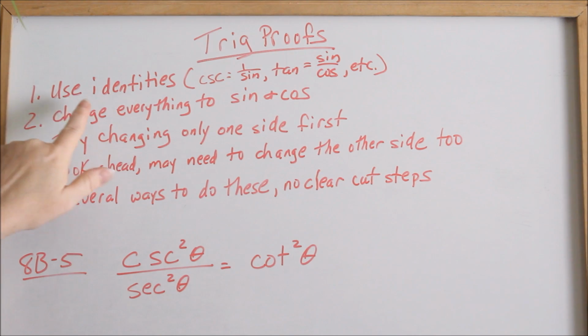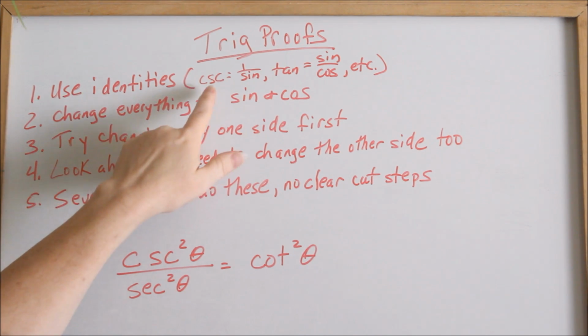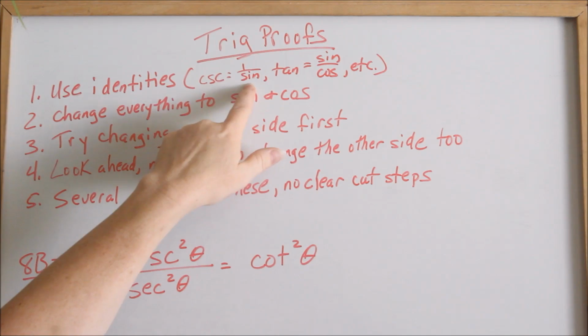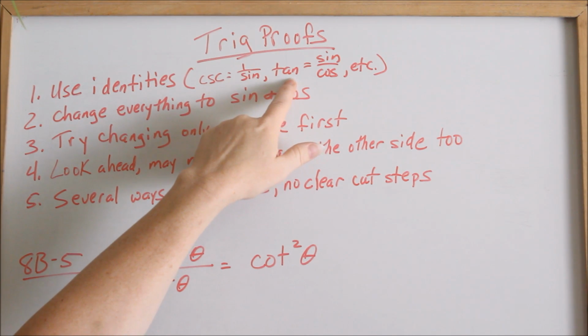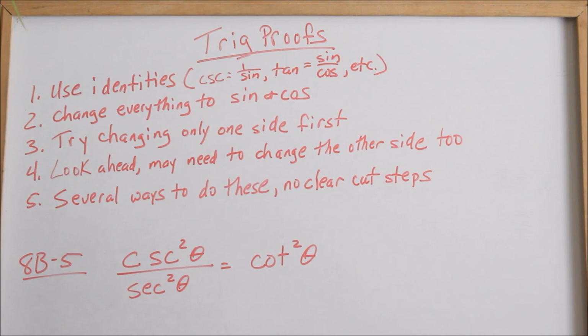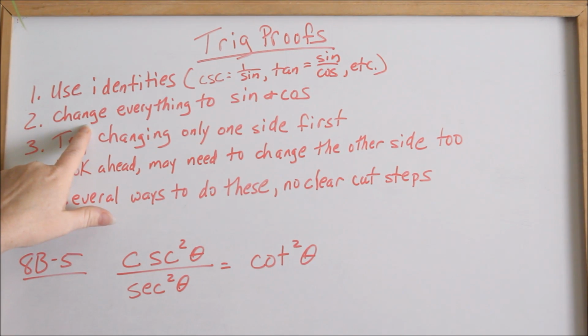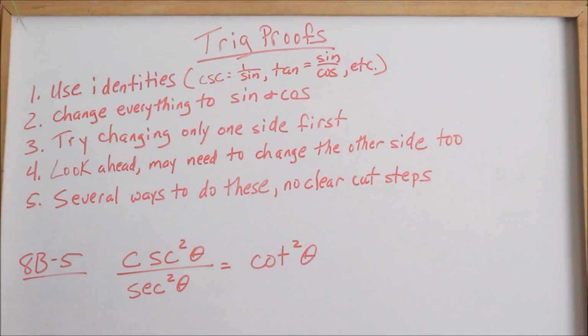Number one, you're going to use trig identities. Identities are such that cosecant is equal to 1 over sine, or tangent is equal to sine over cosine, or secant is equal to 1 over cosine. We're going to use identities that we're learning in trig. The next step is I recommend changing everything to sine and cosine. Then use math skills to add, make common denominators, cancel. Step 3 is to try changing only one side first. If that doesn't work, then look ahead because you may need to change the other side too.